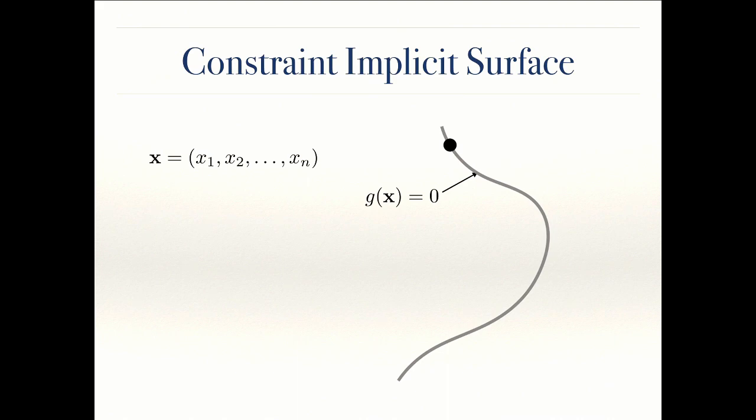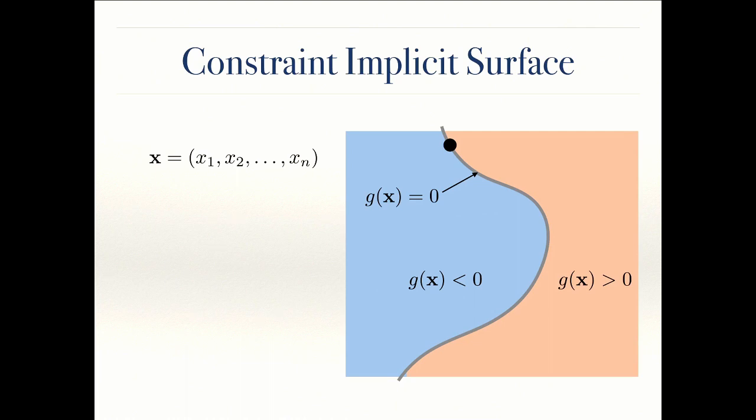and if we get 0, we say, okay, x is on the surface. And if we plug in a value of x and get something less than 0, then we're on one side of the surface. If we plug in a value of x and get something bigger than 0, we're on the other side of the surface. So this function g of x implicitly defines a surface, which is the values of x for which g of x is 0.